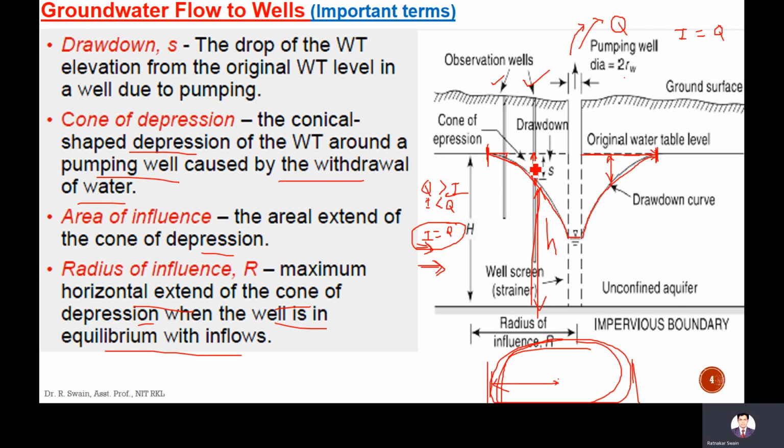There will be a decrease of the water table, meaning there will be drawdown, and there will be a gradual increase in this cone of depression and a gradual increase in this aerial extent. After a certain time, when I becomes equal to Q, there will be no more changes in this drawdown curve or cone of depression. That is called steady state condition. So initially there will be unsteady flow. After that, there will be steady flow.